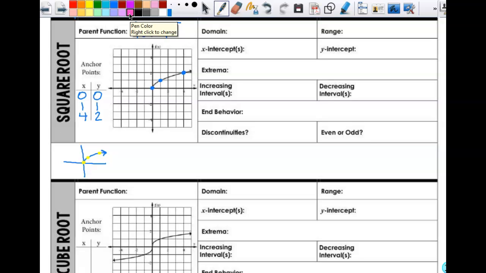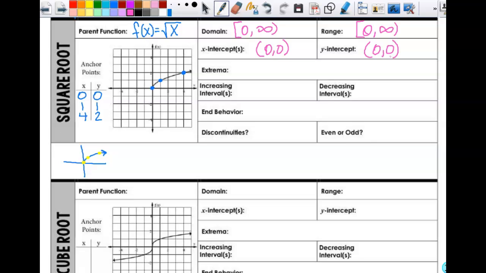Okay, Manuel. What's the domain? 0 to infinity. Do I include the 0? Very good. What's the range? Very good. Do I include the 0? Yes. Very good. Okay, good job. All right, so then my x and y intercept, it's the same as it has been in all of them. They're actually all of these parent functions. We have the exact same one.